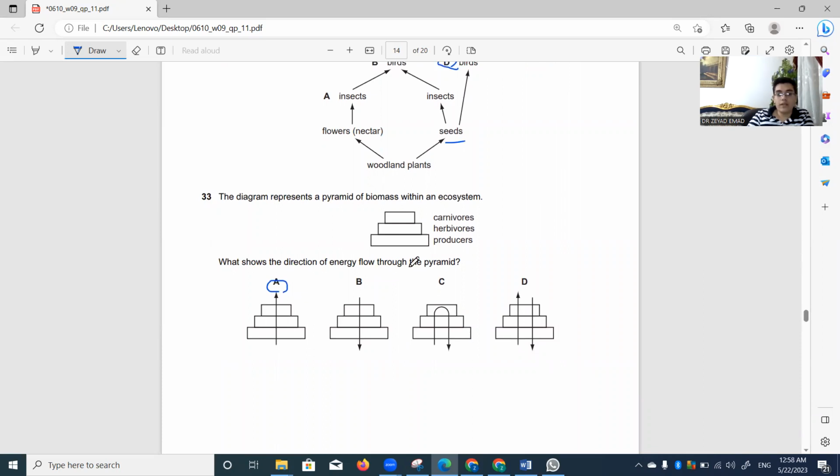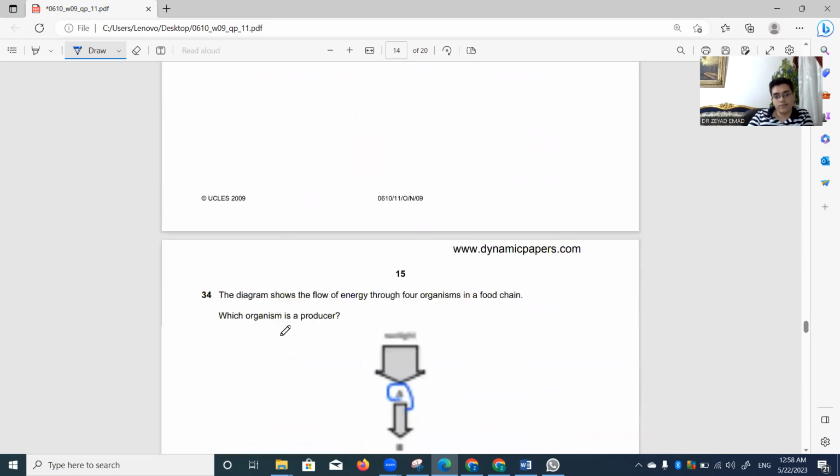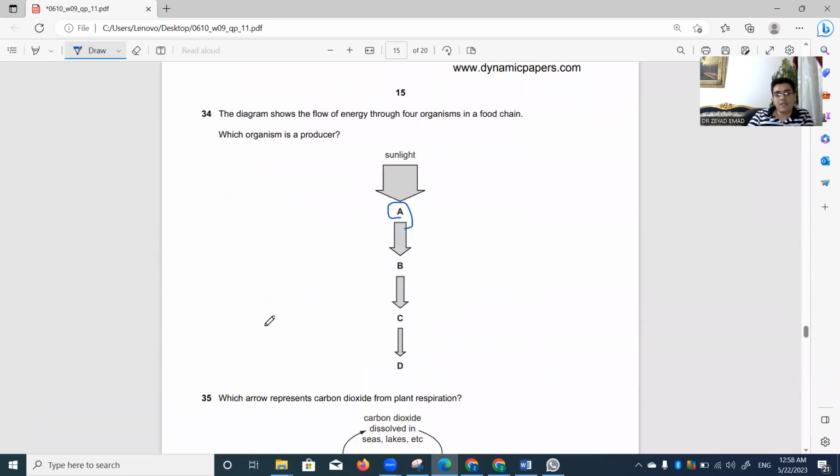What shows the direction of energy flow through a pyramid? It usually moves upward from the producer, to the primary consumer, and the secondary consumer. Which organism is a producer? So we choose the first organism here.